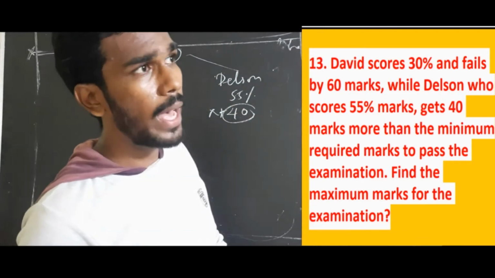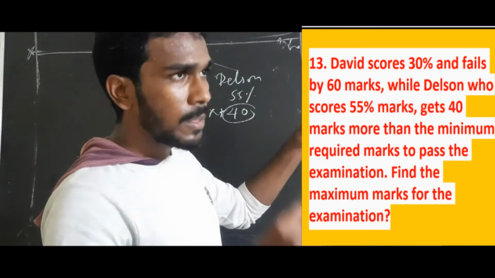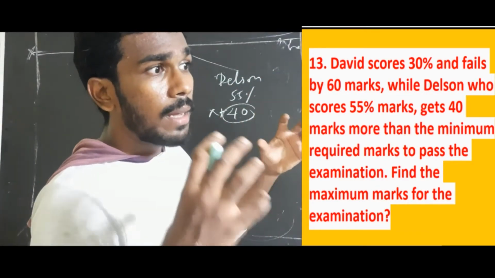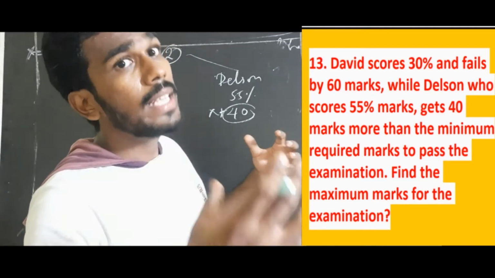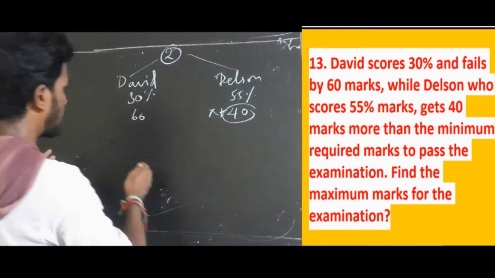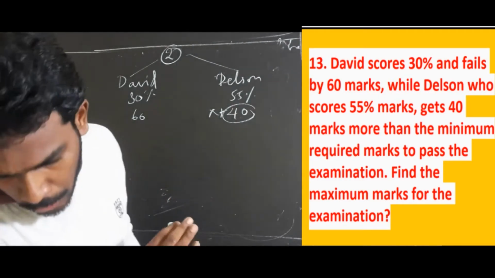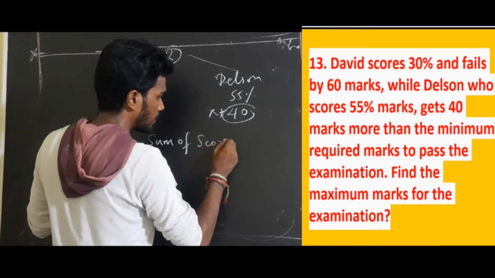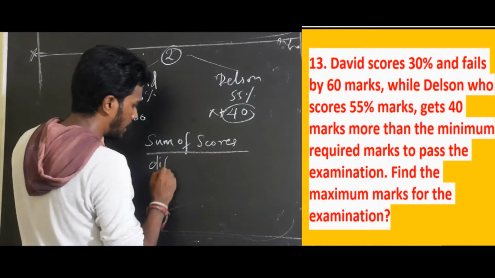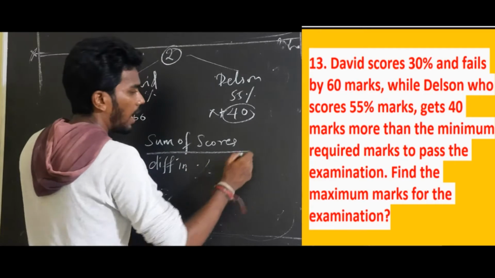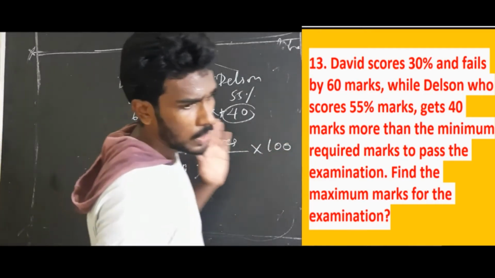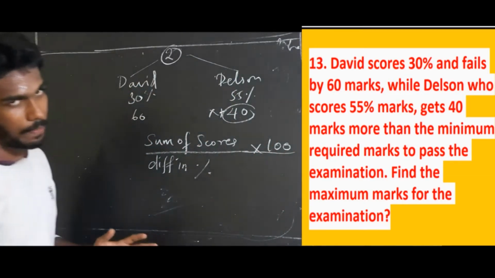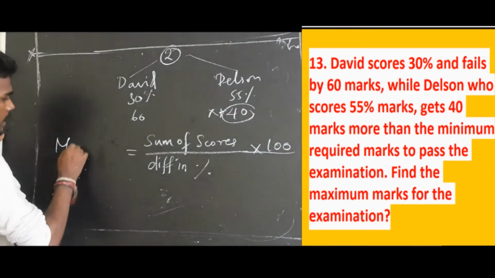In those scenarios where 2% data with pass percentage and fail percentage, or with pass percentage and the mark required to pass is given, you can follow this sum. It's simple. What you're actually going to do in this is we'll be taking the sum of the scores divided by difference in the percentage into 100 because we need the percentage. The question is find the maximum marks for the examination. So that should be multiplied by 100. Okay, this gives you the maximum marks of the examination.